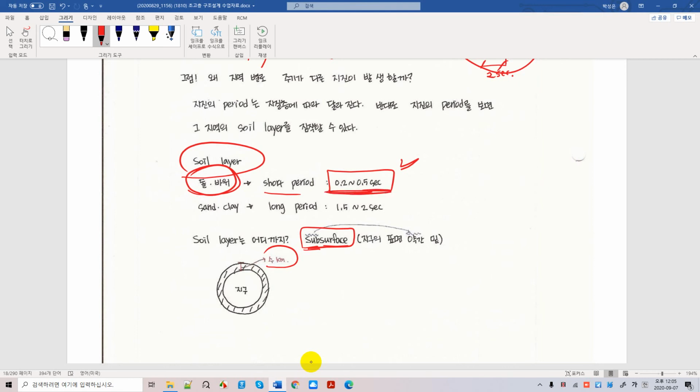Whereas soft sandy clay is going to cause a long-period vibration, which is 1.5 to 2 seconds. So this is very long compared to the one that you see over there. This is a similar earthquake to what we saw at El Centro. Right? El Centro was 0.25. And this is also similar to the vibration characteristics that we saw from New Mexico.